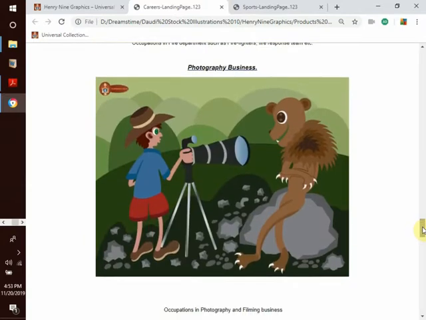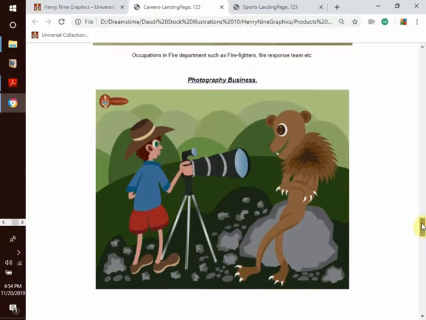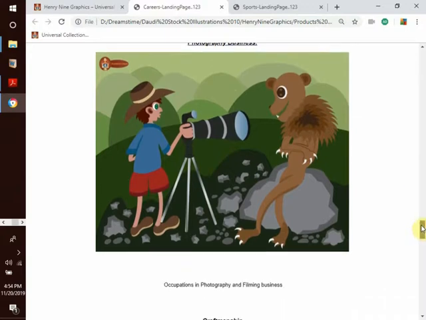Maybe you like going out to shoot some photos or video. Photography and filming business are among the most marketable careers of the 21st century. So these are professions and careers that are related to the photography and filming business.